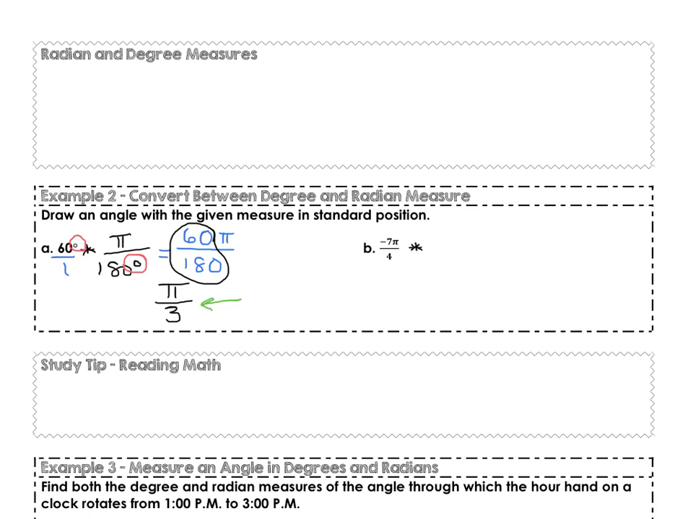All right, if we're looking at the next one where I'm going from radians to degrees, now we're going to multiply this by 180 degrees over pi. The reason I'm doing this is because the pi's will cancel out. So then I'm just going to multiply straight across. And so on the top, we're going to have negative 7 times 180, which gets us negative 1,260 degrees. Notice that because I used radians up here, I now have a degree symbol for my answer. Well, this is going to reduce to negative 315 degrees.